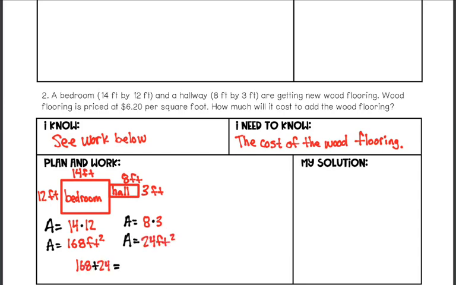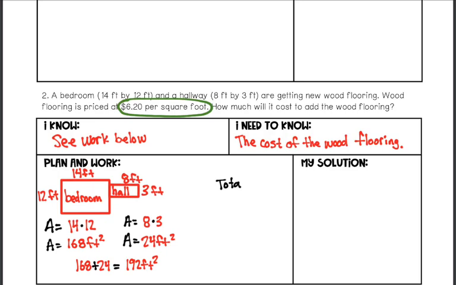So I would then take the area of the bedroom plus the area of the hallway, and that would give me the total area where the wood's going to be going for that wood flooring. And that would give me 192 feet squared. So if I take that information, I can figure out how much it's going to cost me, because we know that it's $6.20 a square foot. So I include that.